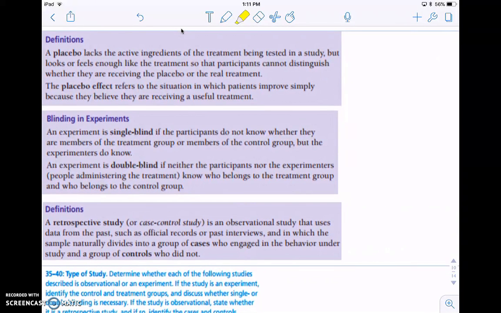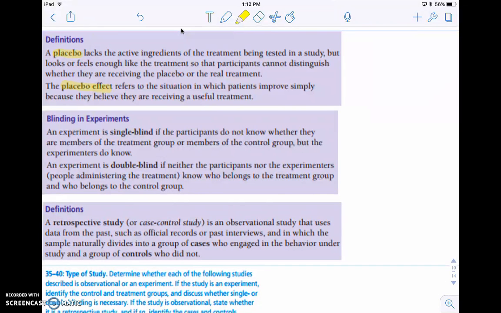Also in experiments, we have what's called a placebo. A placebo lacks the active ingredients of the treatment being tested in the study, but it looks and feels enough like the treatment that participants can't distinguish whether they're getting the placebo or the treatment. For example, if you're studying the effects of a new medication, someone may get one pill that is the actual medication. Someone else may get what looks like the same pill. In a lot of cases, it's just a sugar pill, but that sugar pill would be called a placebo because it lacks that active ingredient.